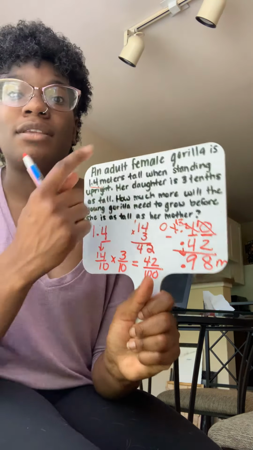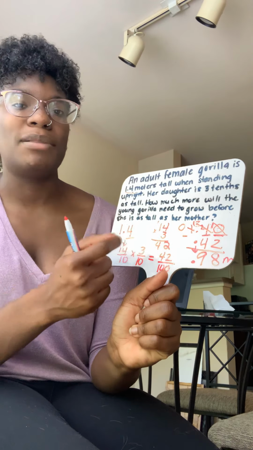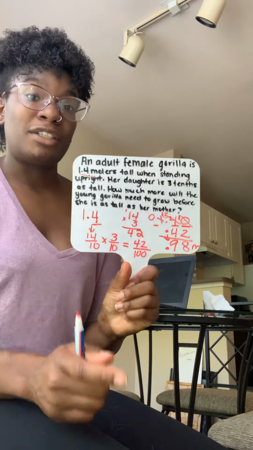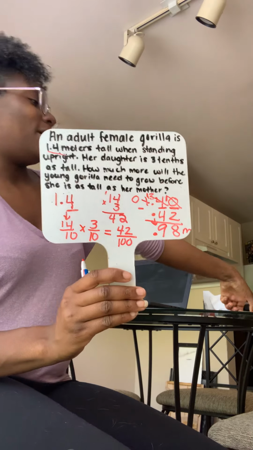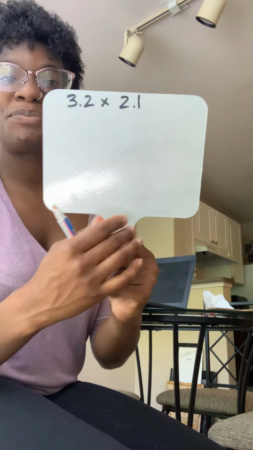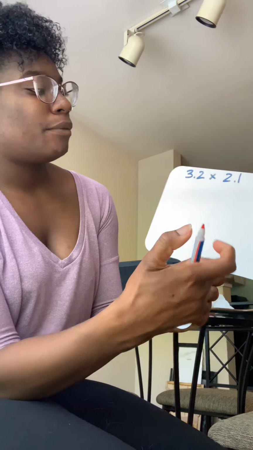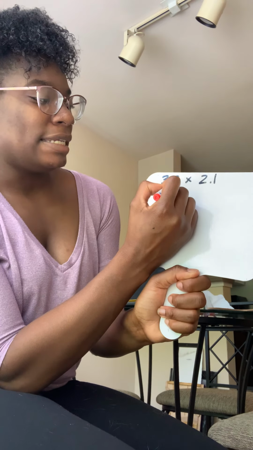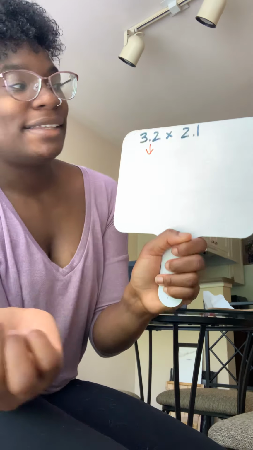All right? So this was just an example of how to set the problems up as you had on your assignment yesterday. All right? So today we're going to move straight into multiplying with 2 decimals. All right? So let's go ahead and change 3 and 2 tenths.